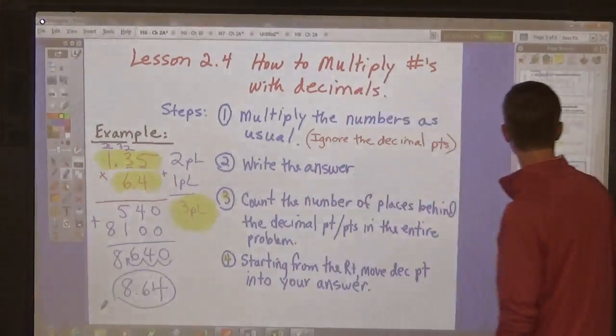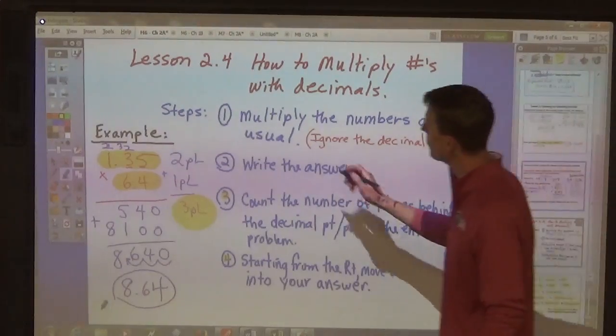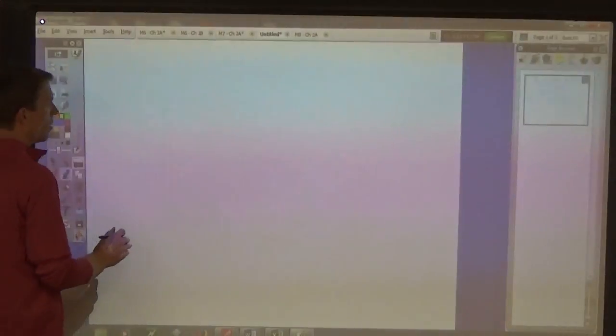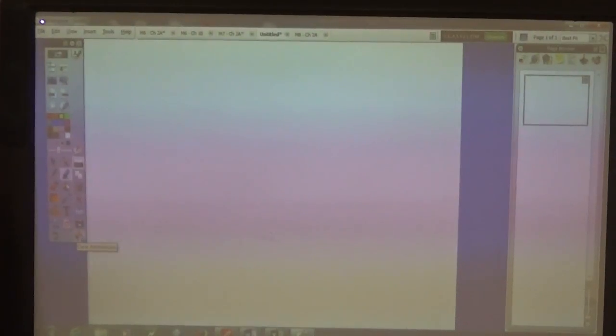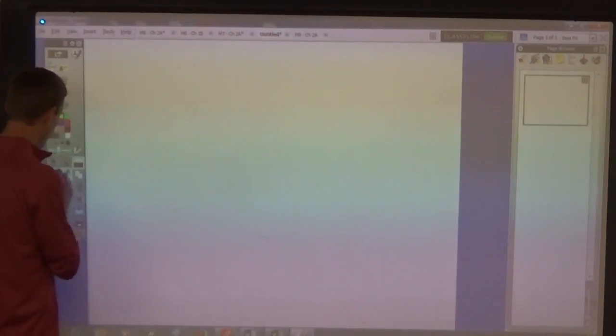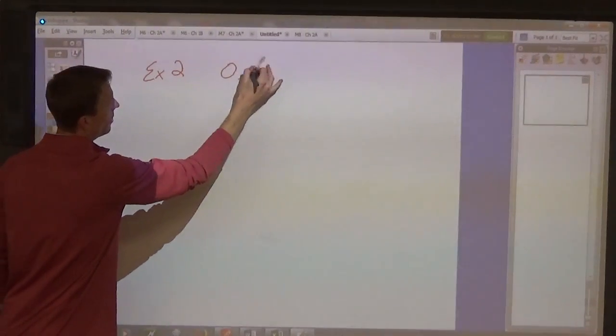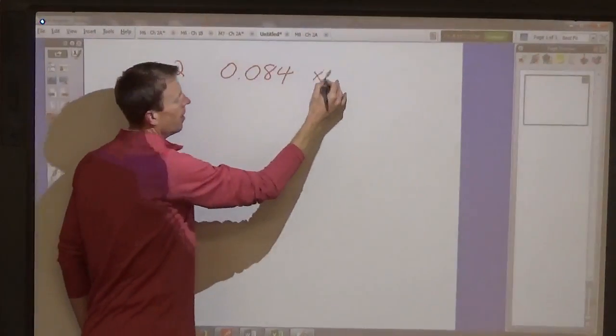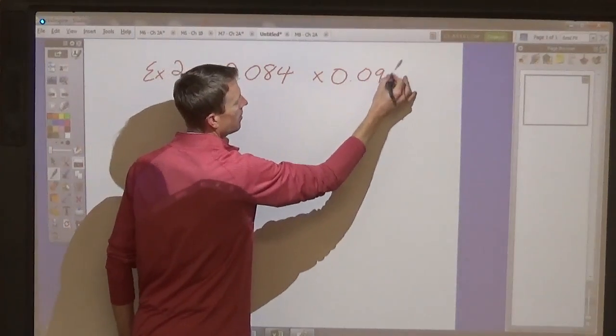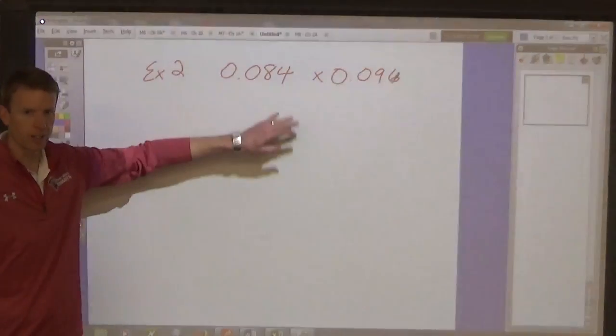Yeah, so let's look at some more examples. Look at the next example. 0.084 times 0.096. Example 2. 0.084 times 0.096. Now watch everybody, focus here.